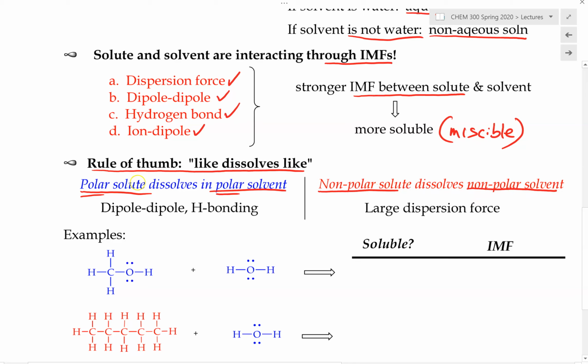The reason a polar solute would dissolve in a polar solvent is that they are able to make very strong IMF with each other. We have seen already that when two molecules are polar, they could make dipole-dipole force together or hydrogen bonding as well. These are the types of IMF that allow the polar solute and a polar solvent to mix and interact with each other, and this is a very strong interaction. So this is why polar solutes dissolve in polar solvents.